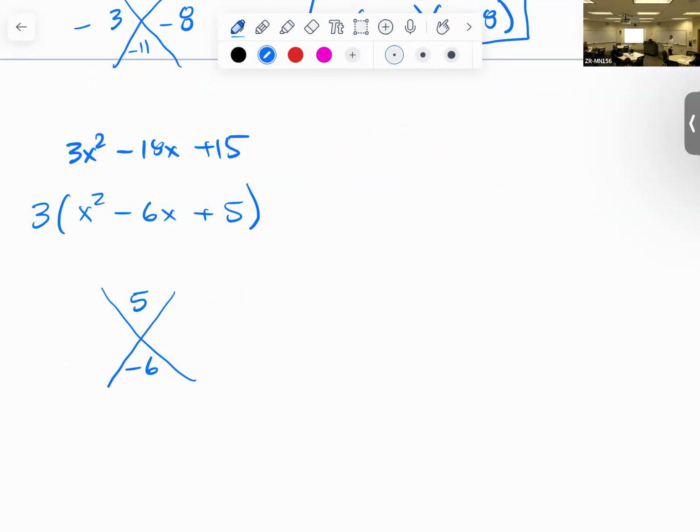5 is what kind of number that we just talked about? Prime. Prime, which means what are the only two factors? 5 and 1. And then I just need to determine the signs. One negative, one positive, both negative. What are we? Negative, negative. Both negative. As soon as you see a prime number up top, I don't need to go through the whole list. It's always one and itself.